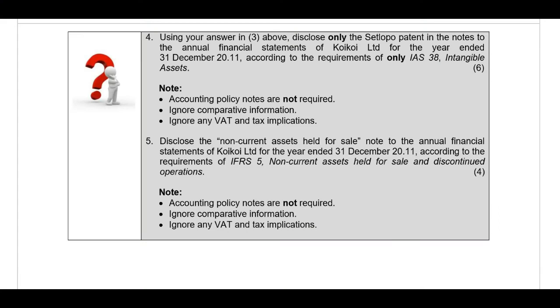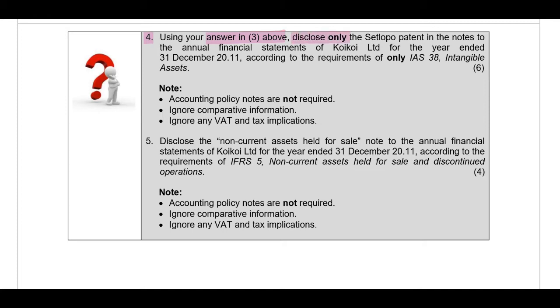Let's move on to part 4, using your answer in 3 above. Again, guys, mark through marks. You use the answer that you have calculated in part 3. If your answer in part 3 is incorrect, you will still receive a mark through mark.